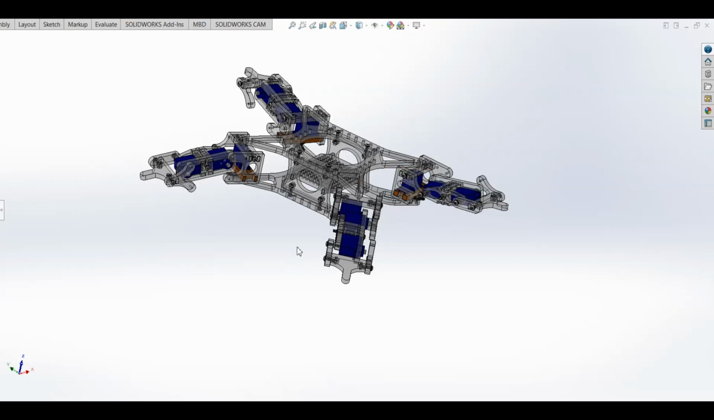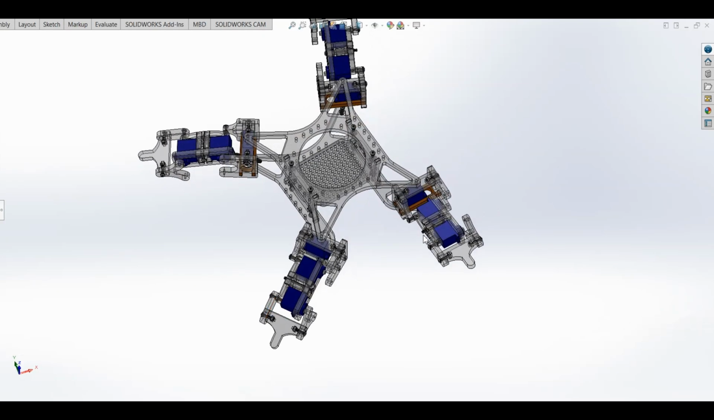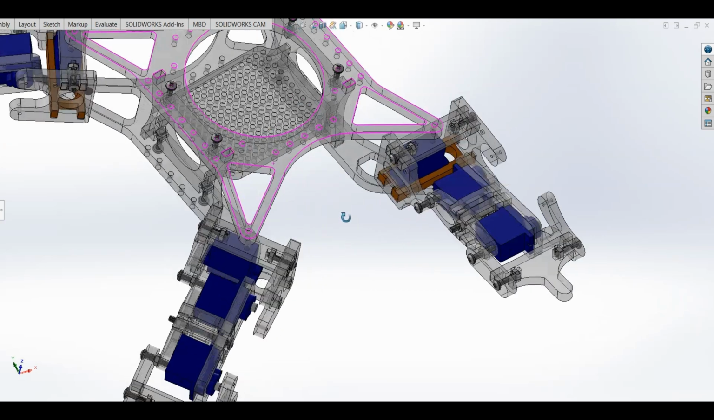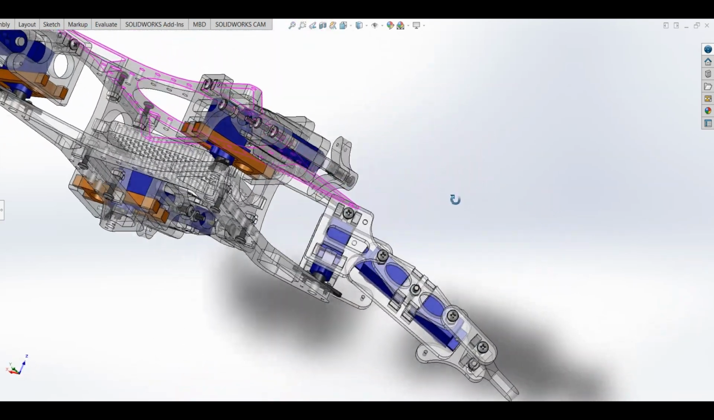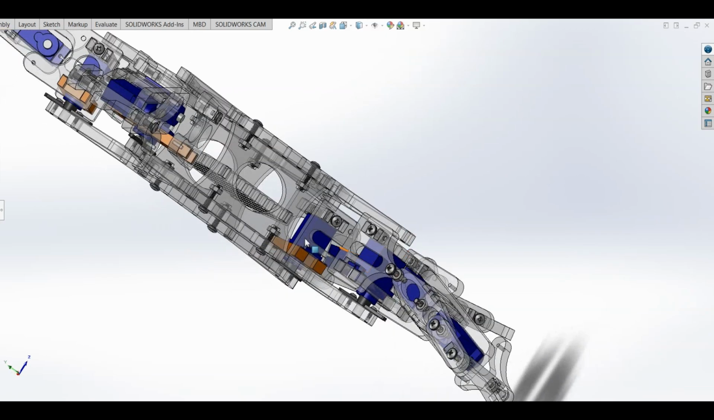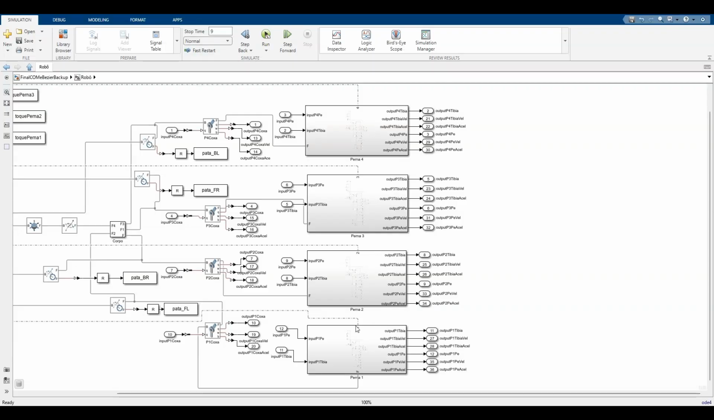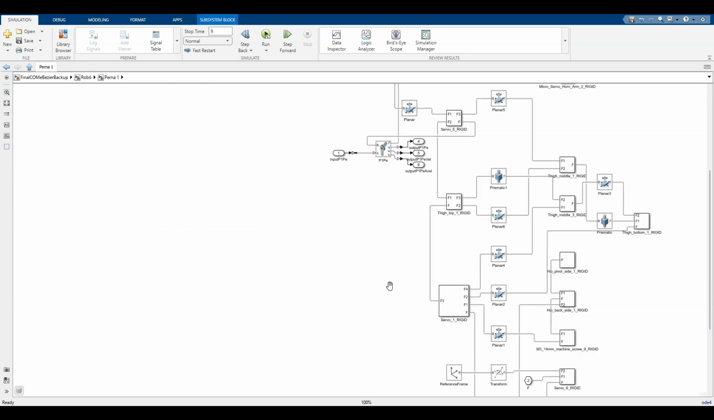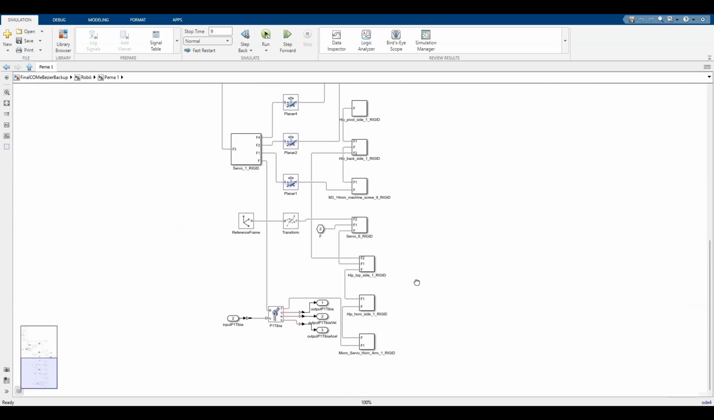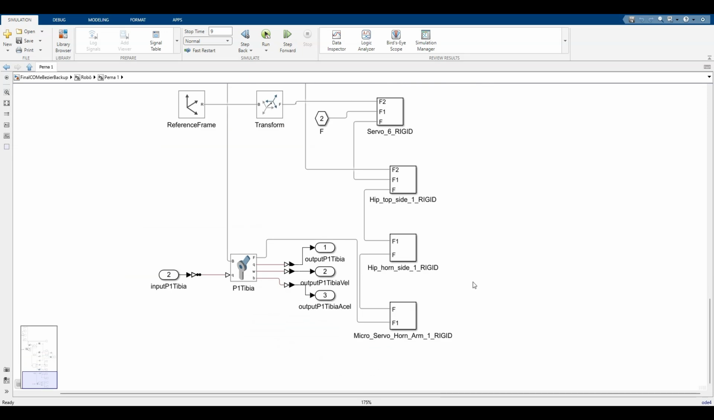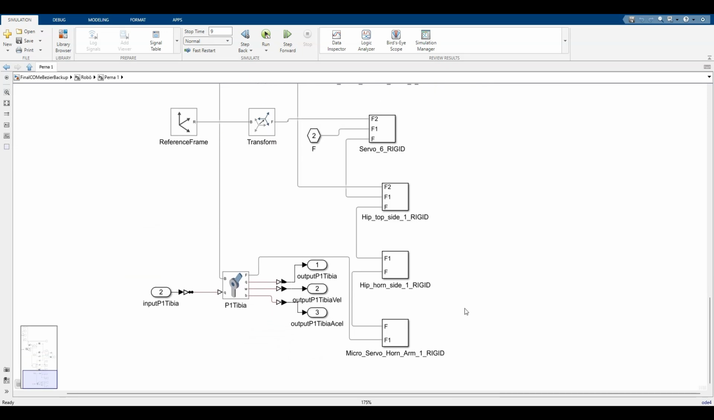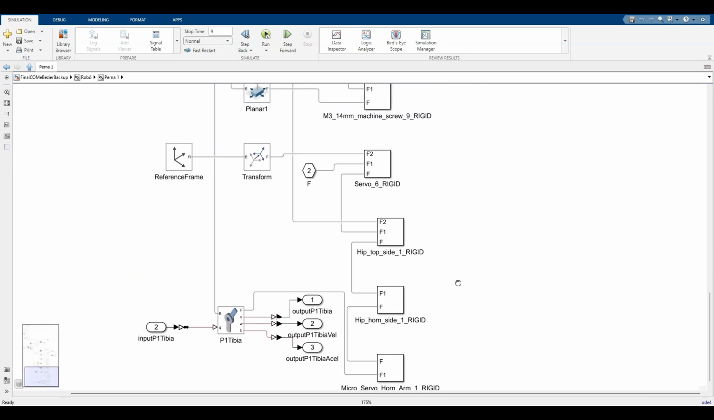After completing the CAD design of the quadruped robot in SolidWorks, the first step was to migrate the model to MATLAB using Simscape Multibody. After the import process, each part of the robot is represented by a corresponding block in Simulink, complete with its mechanical and physical properties. Here we present an overview of the imported blocks for each leg.